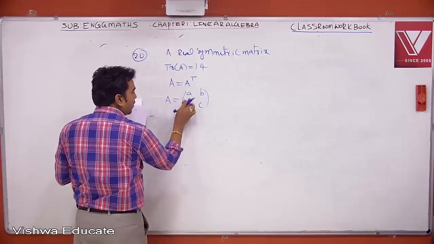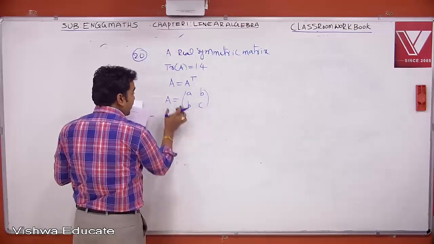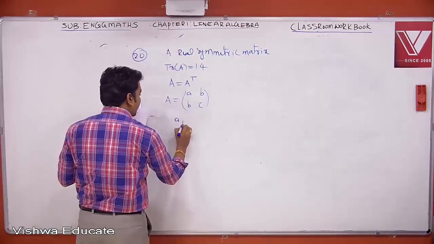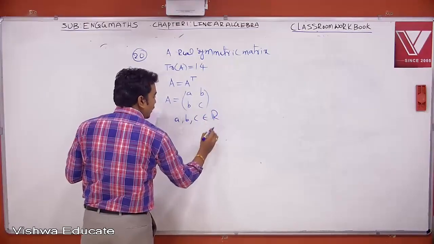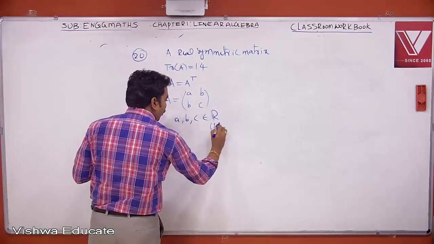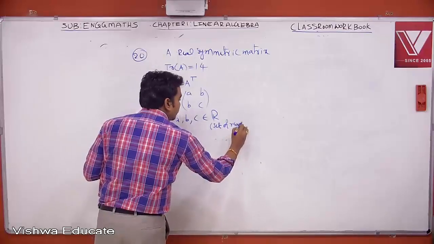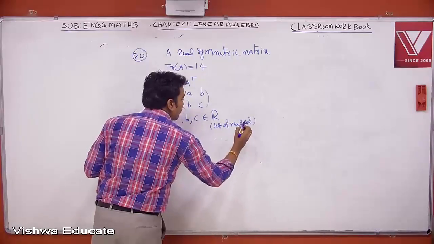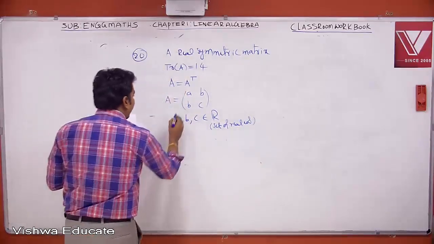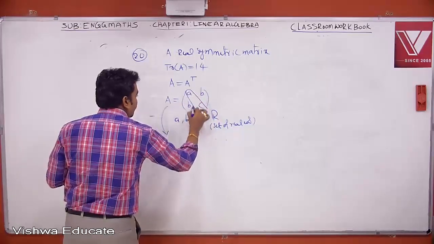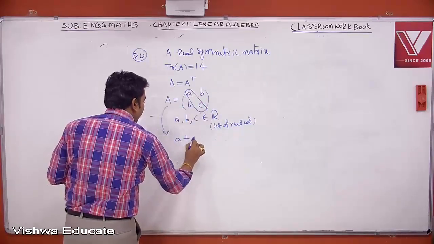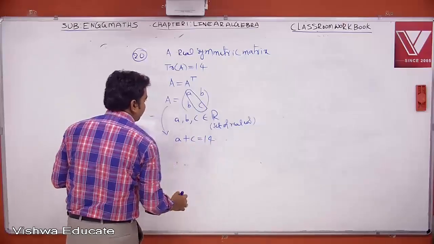B is equal to B. This A and C can be different. So this is a real symmetric matrix. Since I am saying that it is real, A, B, C are real numbers. So this R represents the set of real numbers. Right. Now here the trace is 14. What does trace mean? Sum of diagonal elements. So this is A plus C equal to 14.